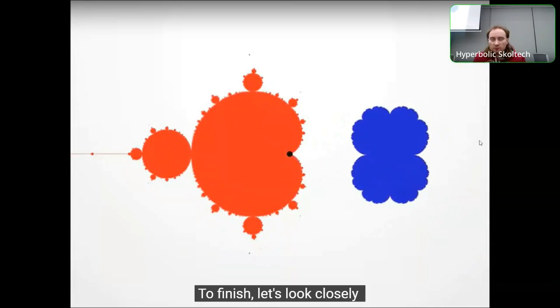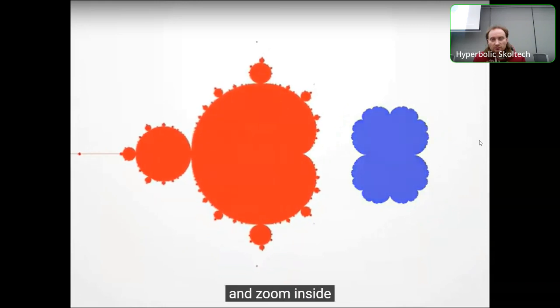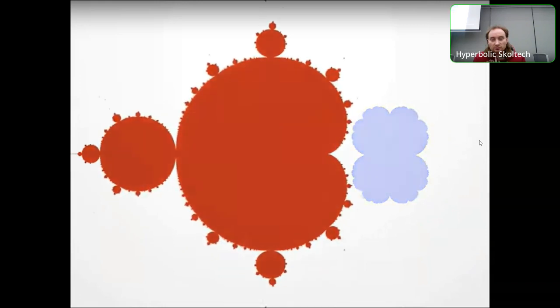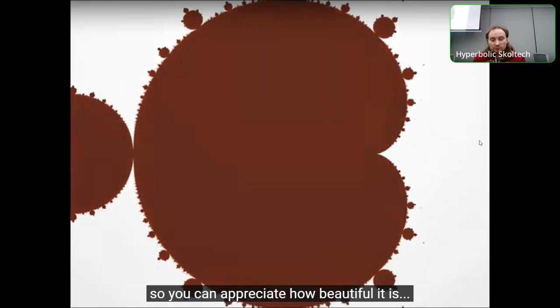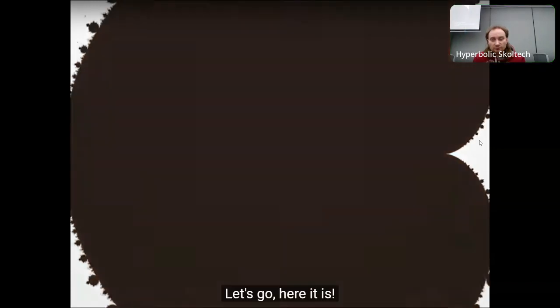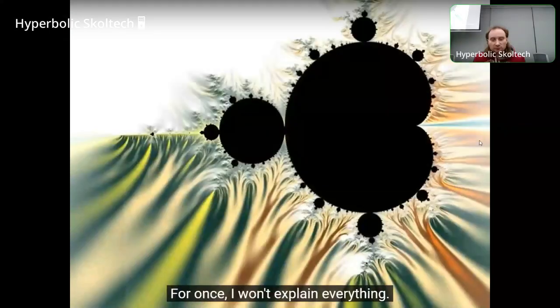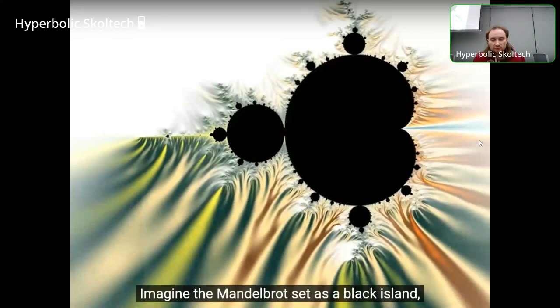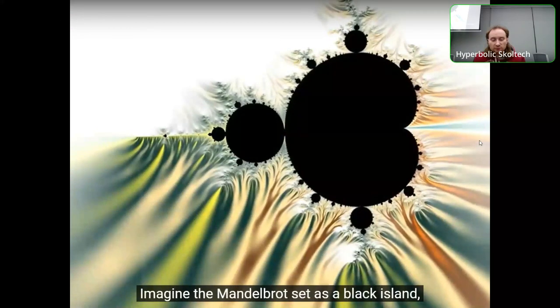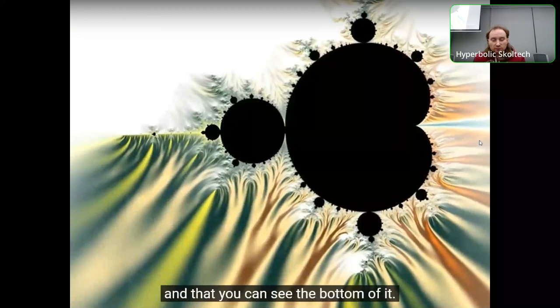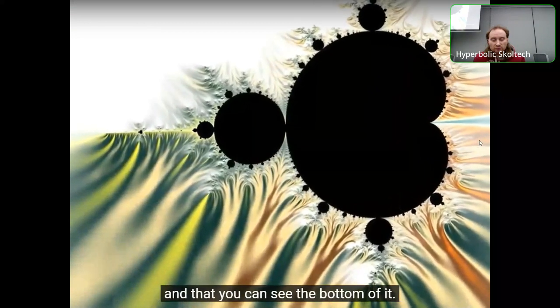To finish, let's look closely, very closely, at this Mandelbrot set and zoom inside so you can appreciate how beautiful it is. Let's go. Here it is. Admire. For once, I won't explain everything. Imagine the Mandelbrot set as a black island surrounded by a tropical sea, and then you can see the bottom of it.